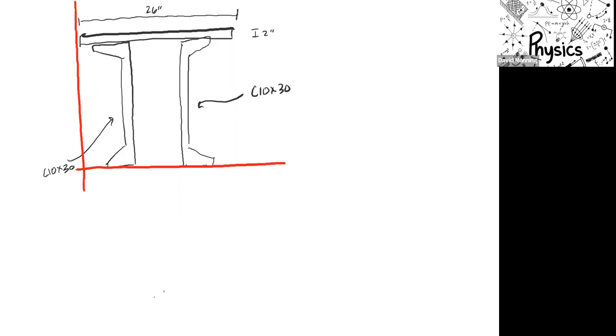Now we have 3 shapes essentially. We have this shape, which is going to have a center here, this shape, which is going to have a center here, and this shape, which has a center in here somewhere. So you can see this problem is symmetrical about X bar. So X bar is going to be 13 inches.